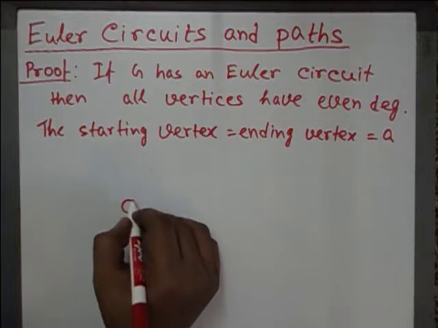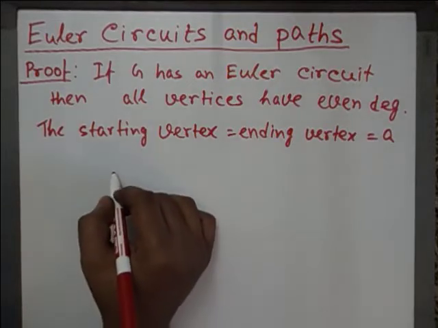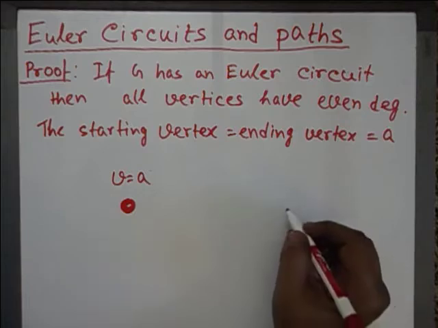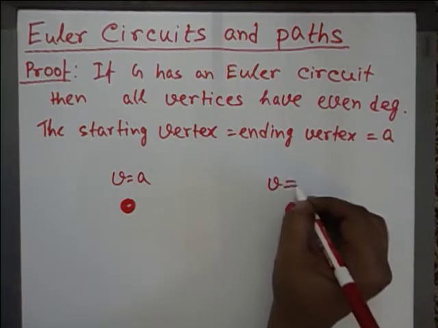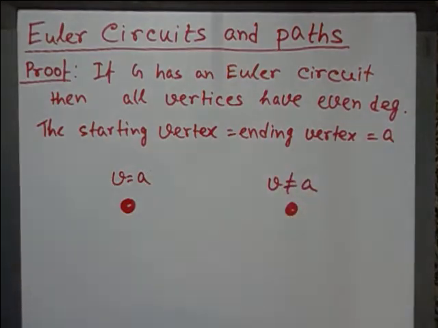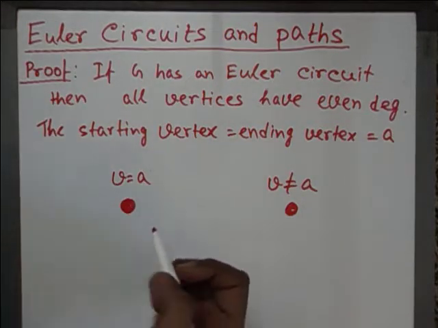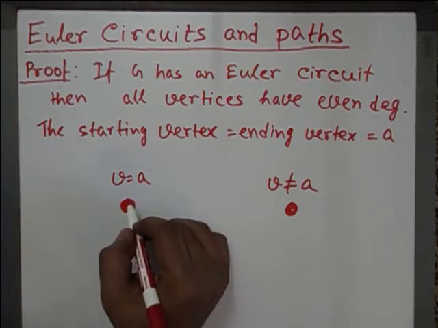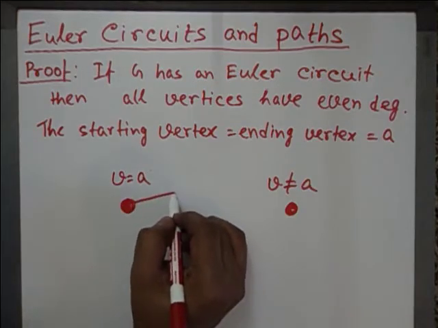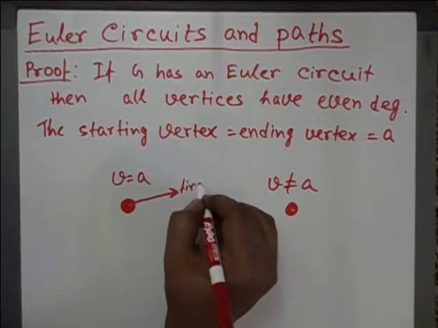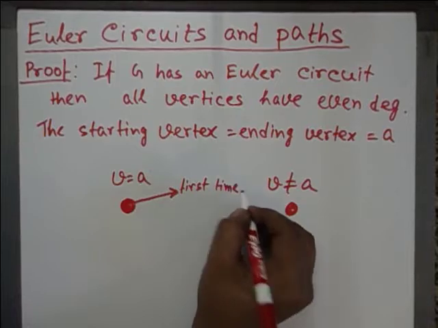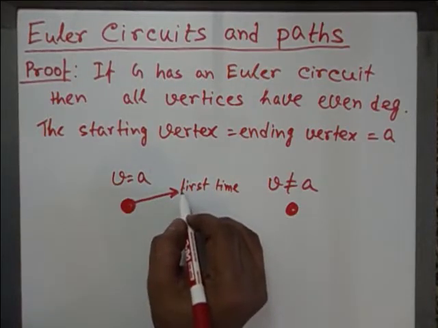So given any vertex, it is either A or it's some other vertex that is not A. There are two types of these vertices in this graph. Since we have an Euler circuit in this graph, let's talk about A. If we have an Euler circuit, you start from here and you get out to some vertex. So this is the first time you start from A and you get out to another vertex.